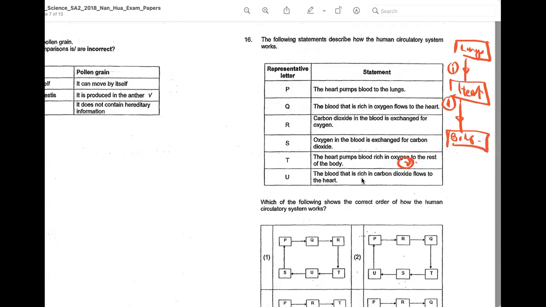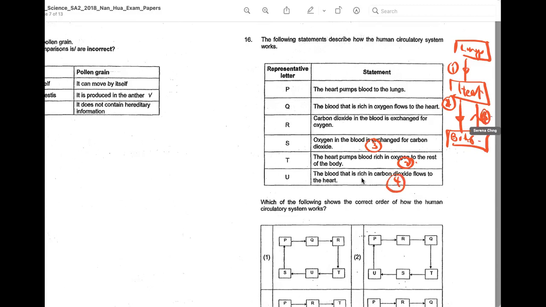After that, you have oxygen in the blood, right? Okay, it will be exchanged for carbon dioxide, meaning the oxygen that's in the blood will enter the body cells. Body cells will give out carbon dioxide. Okay, then what happened is the blood that is rich in carbon dioxide will now flow to the heart.